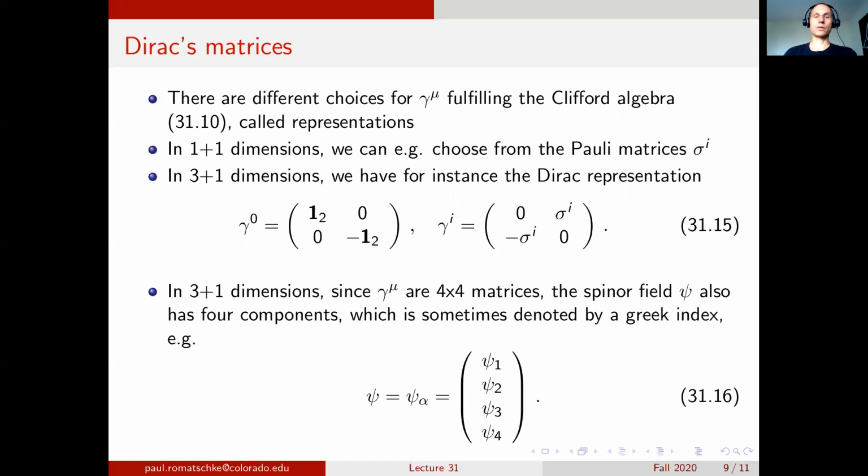Since gamma^mu are 4x4 matrices in 3+1 dimensions, the spinor field also has 4 components, and sometimes this spinor index is denoted as a Greek index alpha. So we sometimes write psi is equal to psi_alpha. And in 4 dimensions, this corresponds to a 4-component spinor.